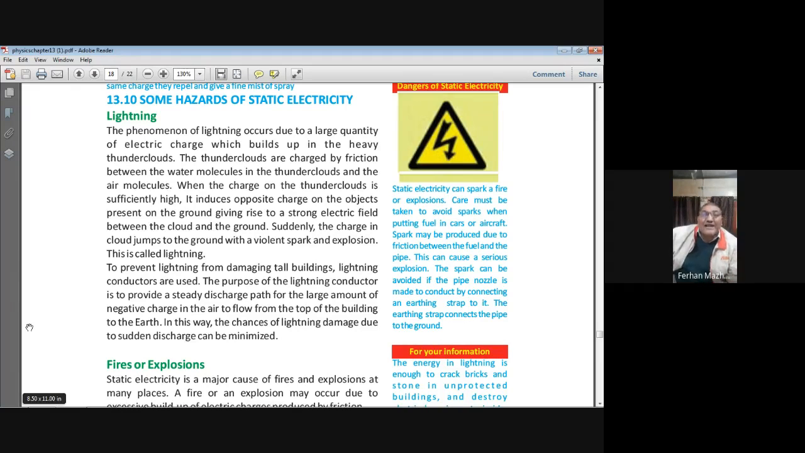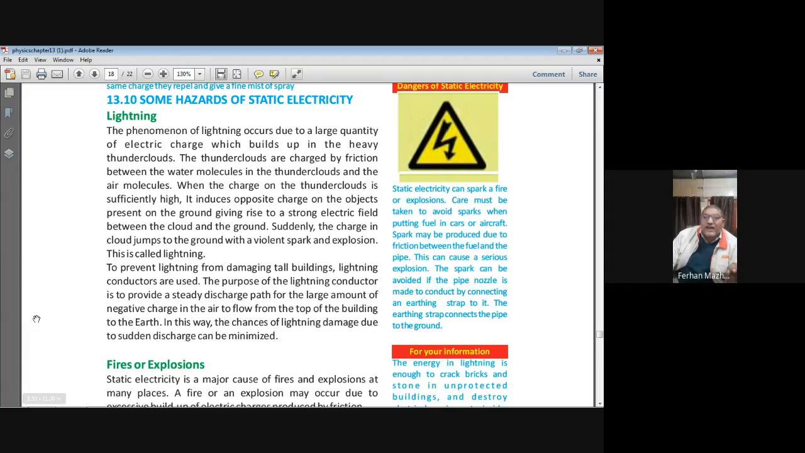This is called lightning. To prevent lightning from damaging tall buildings, lightning conductors are used. The purpose of the lightning conductor is to provide a steady discharge path for the large amount of negative charge in the air to flow from the top of the building to the earth. In this way, the chances of lightning damage due to sudden discharge can be minimized.